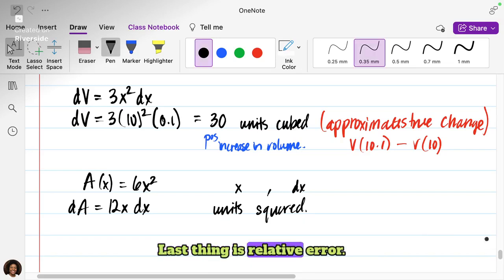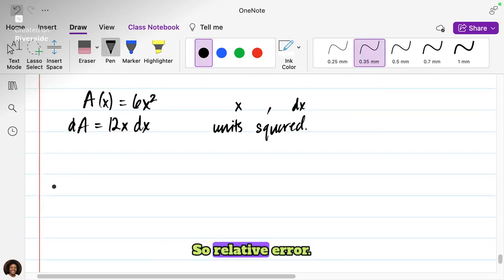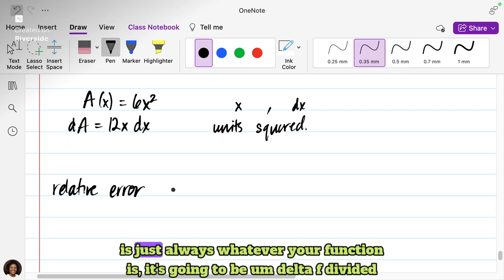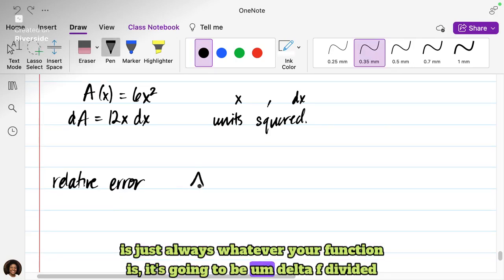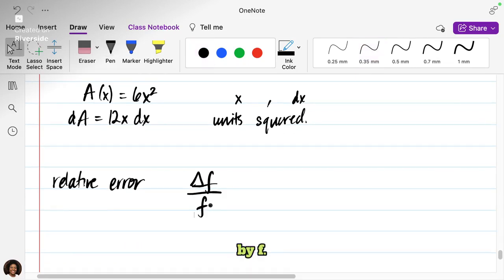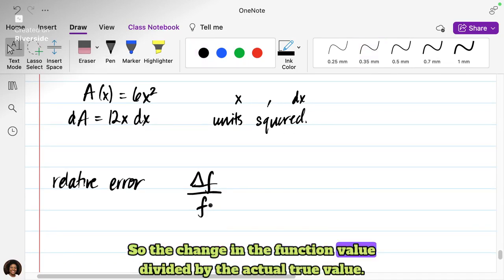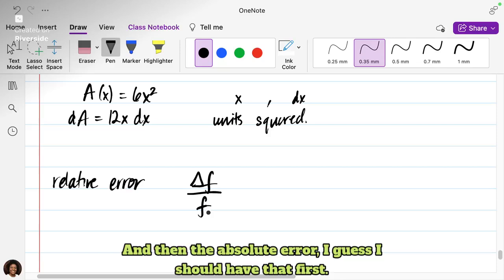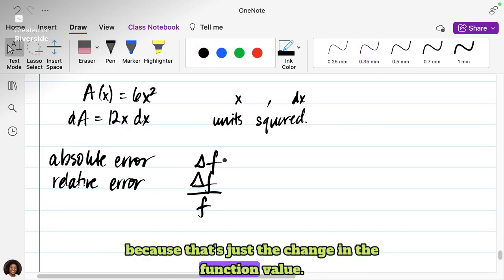A couple of other things that the text talks about. Last thing is relative error. So relative error is just always, whatever your function is, delta f divided by f. So the change in the function value divided by the actual true value. And then the absolute error, I guess I should have done that first, because that's just the change in the function value.